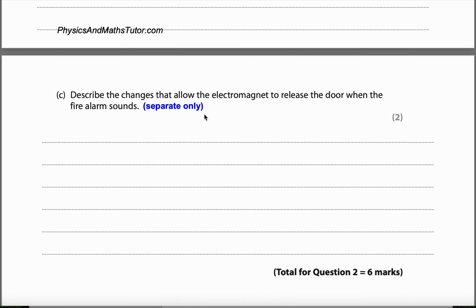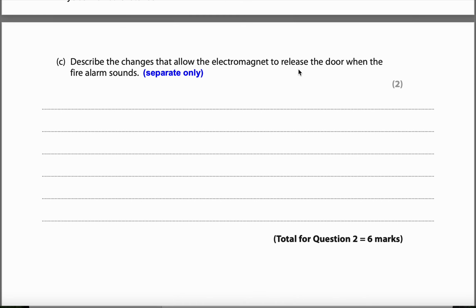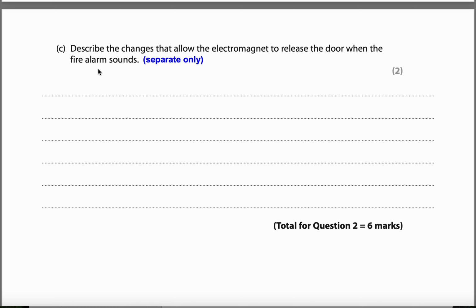So describe the changes that allow the electromagnet to release the door. You would say that when you switch off the current, the electromagnet will release the door because it is no longer magnetic. It's only on when the current is on, and that should get you the mark. So when the fire alarm sounds, it must have a way of switching off the current in the circuit. There may be a way of controlling it so that the fire alarm actually switches off the electromagnet switch in the door.